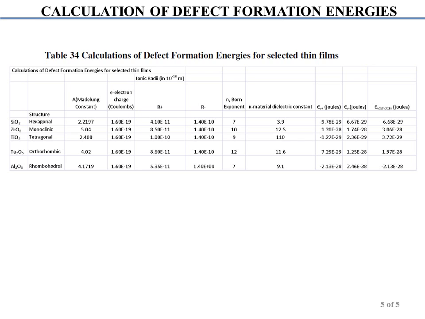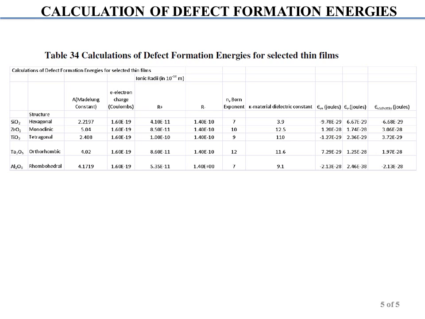In the next slide, we show the calculations of defect formation energies for selected thin films resulting from these equations. And we're looking at, in terms of structure, silicon dioxide, which has a hexagonal structure. Its Madelung constant is around 2.2. Electron charge is 1.6 times 10 to the minus 19.